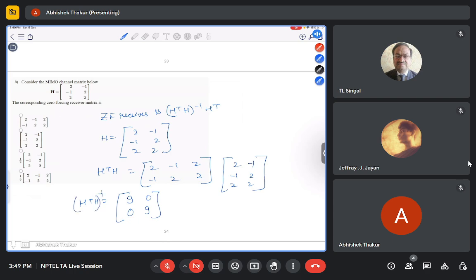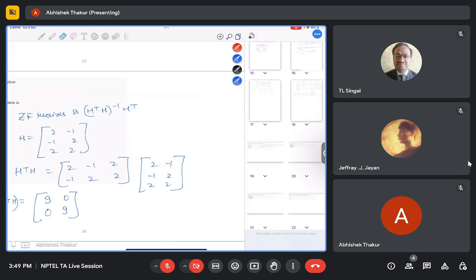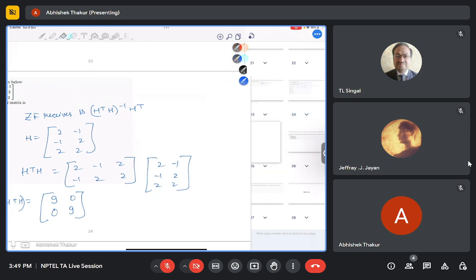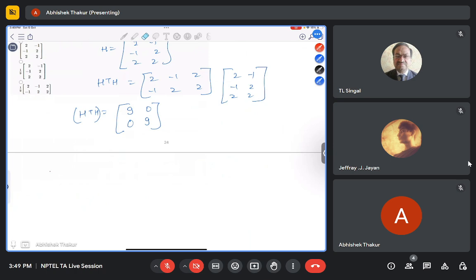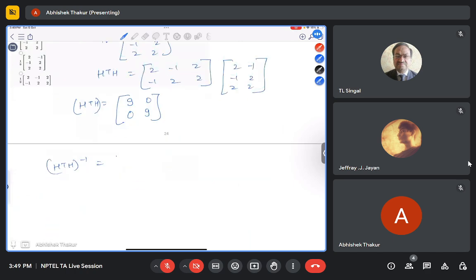Now the inverse of this will be, okay, let's take a new page. So H transpose H inverse will be 1 by 9, and finally we have to find the multiplication with H transpose.